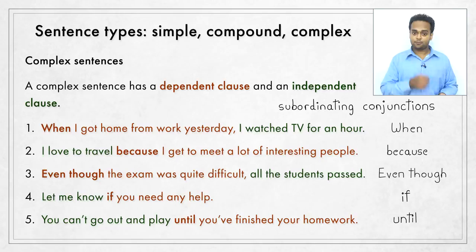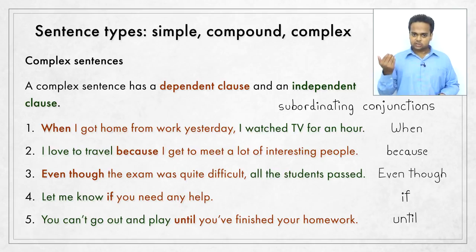If you remember from the previous section, we connected the independent clauses using coordinating conjunctions. And here we're using subordinating conjunctions. Now there's one more thing I want you to notice here, and that is the use of commas. In sentences 1 and 3, you see that there is a comma, but in sentences 2, 4, and 5, there's no comma. And this is because in 1 and 3, the dependent clause comes first.